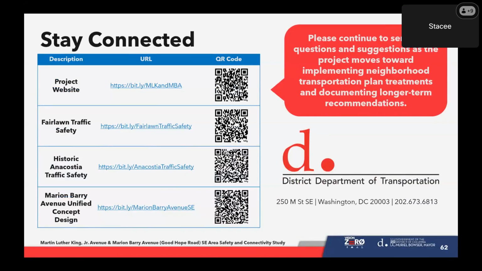WMATA has not confirmed any new bus stop placements. And this is Maya. Thank you for putting that link in the chat as well. And then the last thing we have is DDOT, please, needs to, I'm sorry, I think it's a piece missing, but DPW, or I guess it's partner maybe with DPW on enforcing the bus lanes in the evening.